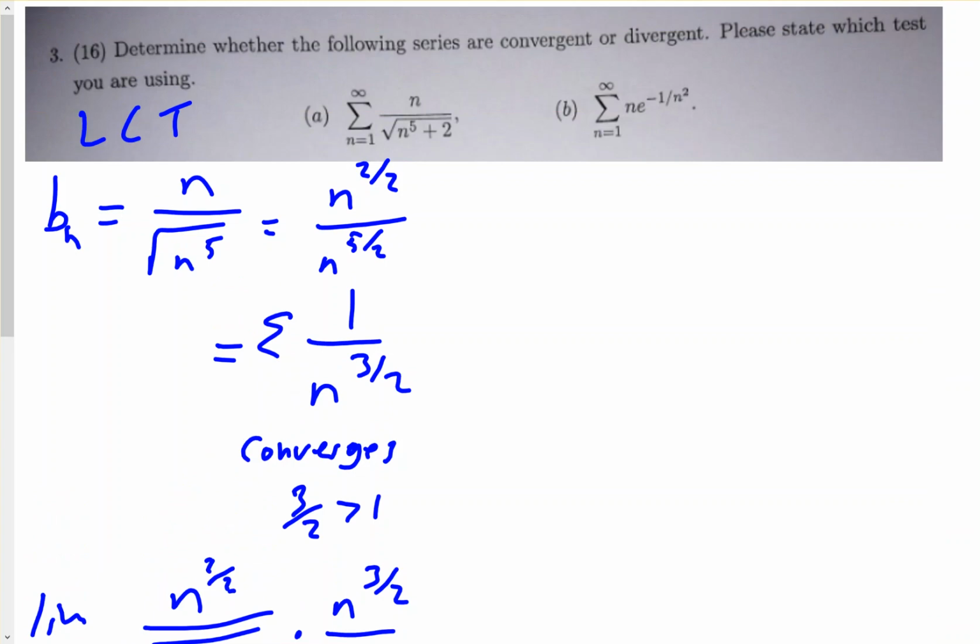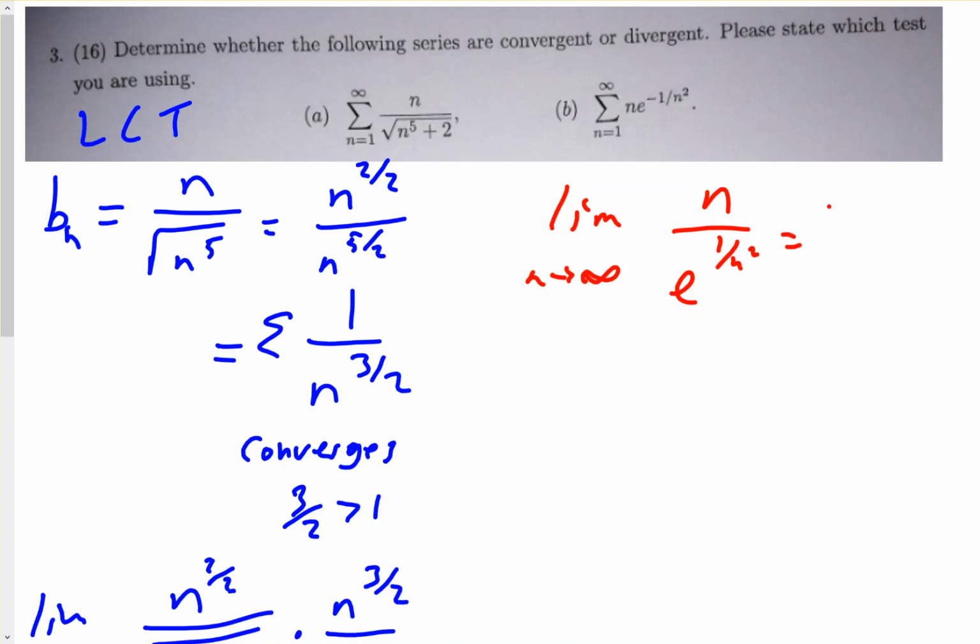Okay, let's take a look at part B. We could rewrite this as the limit as n approaches infinity of n. The e to the negative 1 over n squared will go to the denominator as e to the 1 over n squared.